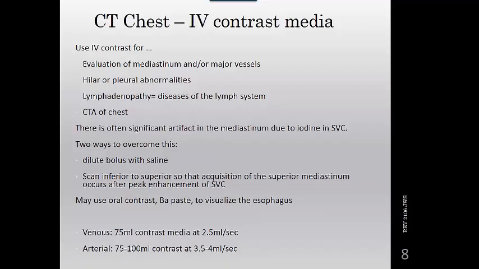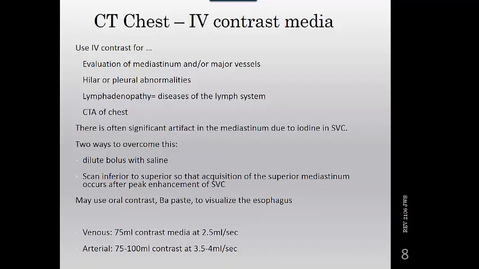CT angiography of the chest, or CTA of the chest. There's often significant artifact in the mediastinum due to iodine in the superior vena cava. The subclavian vein is susceptible to this artifact as well, and this is due to the fact that these vessels are low pressure vessels. You may have seen this when you scan the chest, and there's a bright SVC right at the heart, and the reason is it's a low flow vessel. Anyway, to overcome this problem, you have two choices.